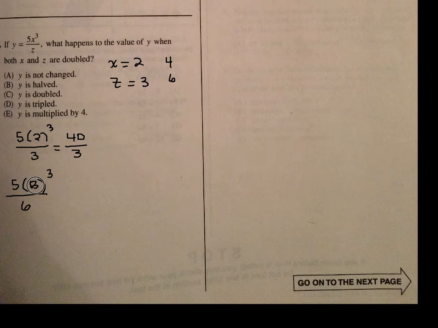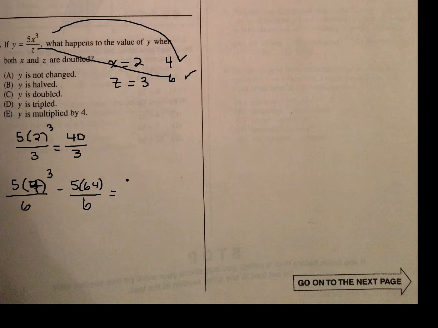Whoops, it's 4 cubed. I don't know where I got that 3. So we're using these numbers now. Instead, I'm putting these numbers in because I'm doubling it. Right, those are doubled. So we're going to get 5 times 64 over 6, which ends up being 320 over 6, which reduces to 160 over 3.